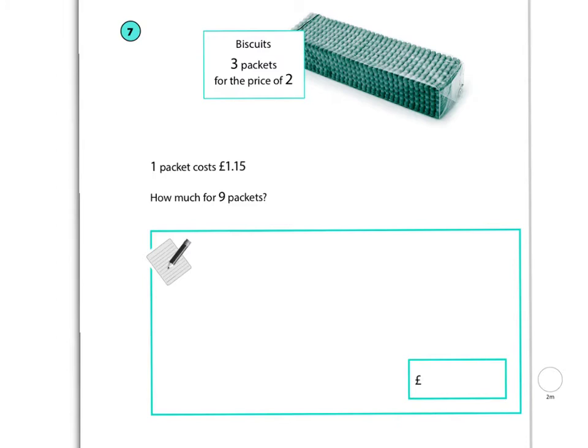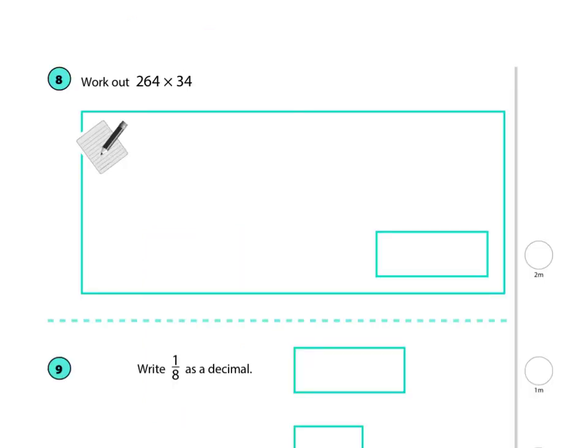So if I do 6 lots of £1.15, then 6 lots of 15p give me 90p, and 6 lots of £1 give me £6. So the answer is I would pay £6.90.